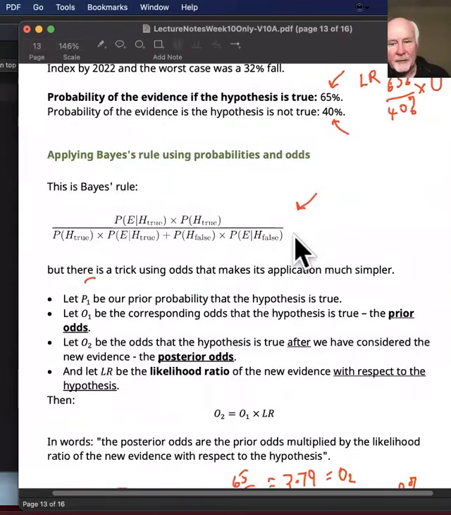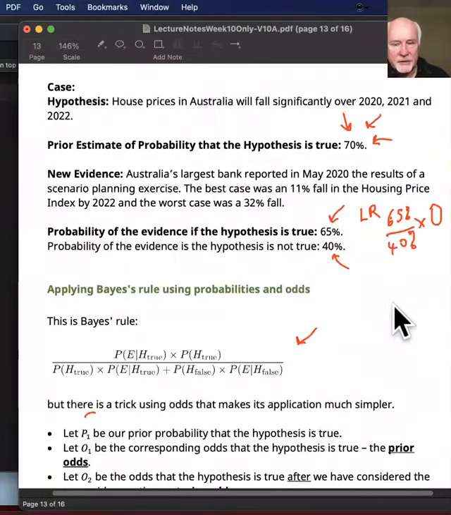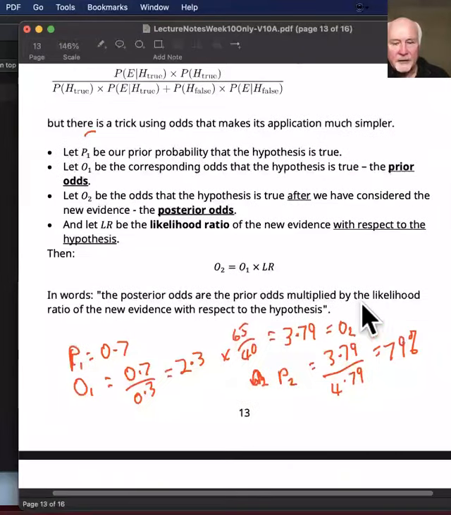And then, so that gives us this likelihood ratio. The likelihood ratio is this, that's 0.65 over 40. So that's the sort of magic number for changing your belief. So that's 1.625. Okay, so the likelihood ratio is 1.625. So that's the magic number for changing your belief, if you like. But you've got to multiply it by odds, not probabilities. Okay, that's the kind of mathematical trick that makes this easier to do.